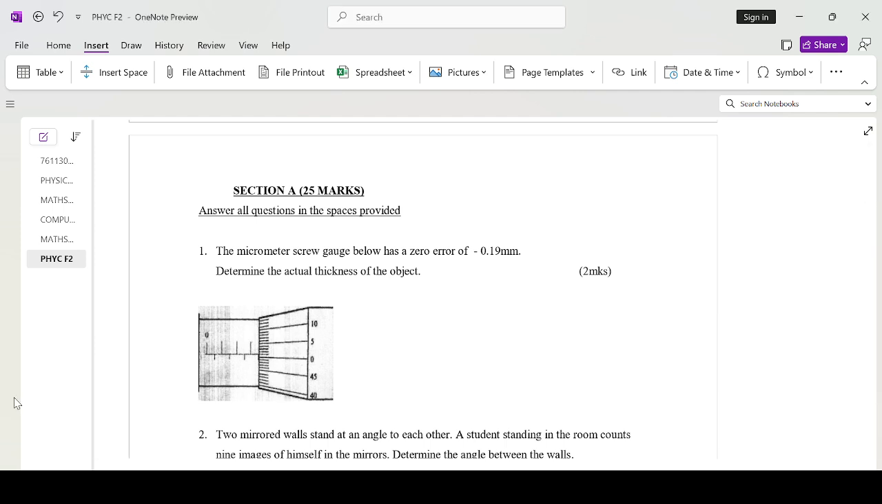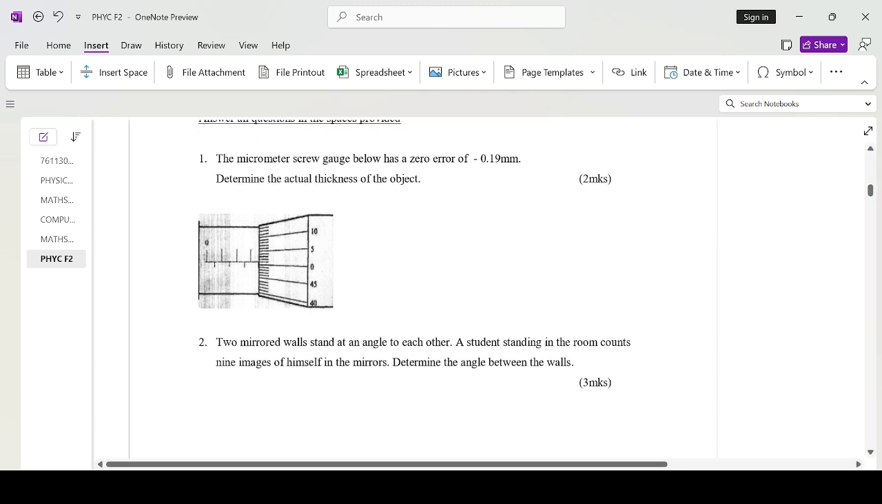With question number one, they say the micrometer gauge below has an error of negative 0.19 millimeters. Determine the total thickness of the object. So maybe first of all, let's get the reading on the thimble scale and the sleeve scale. Let's get the readings.